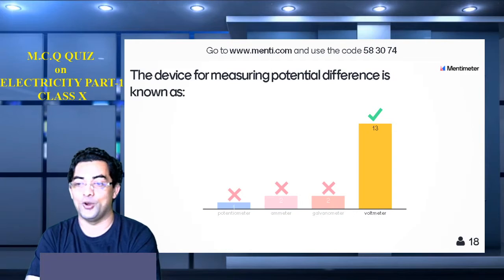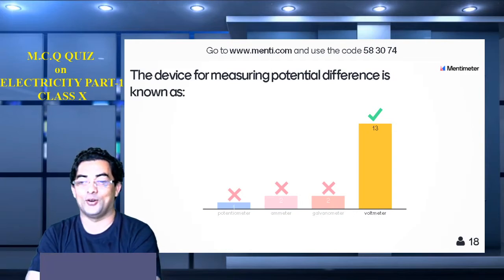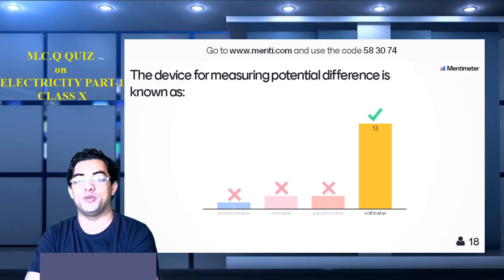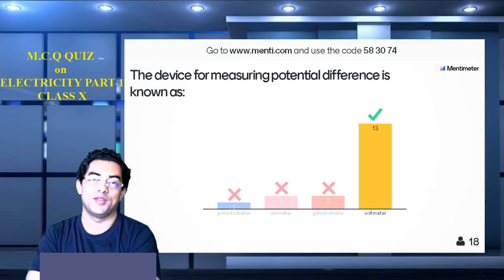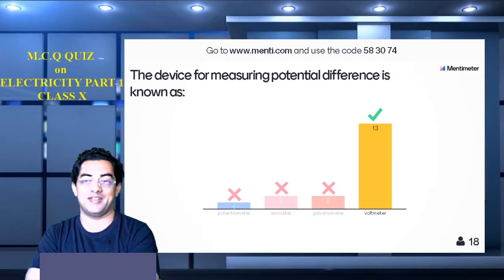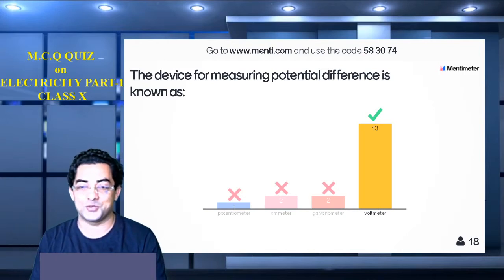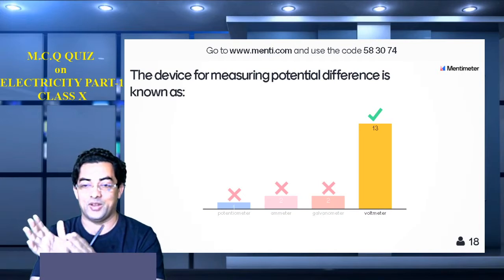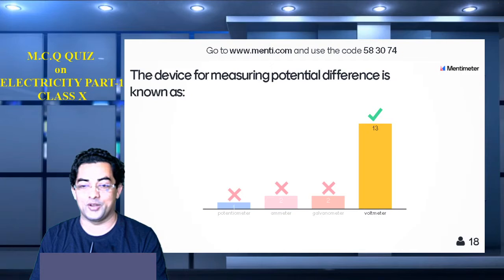That is the voltmeter, correct. And for measuring current, you know that is the ammeter. A voltmeter is always connected in parallel, whereas an ammeter is always connected in series. So that was a small piece of information. Almost 13 of you got it right. Congratulations. Some of you got it wrong.